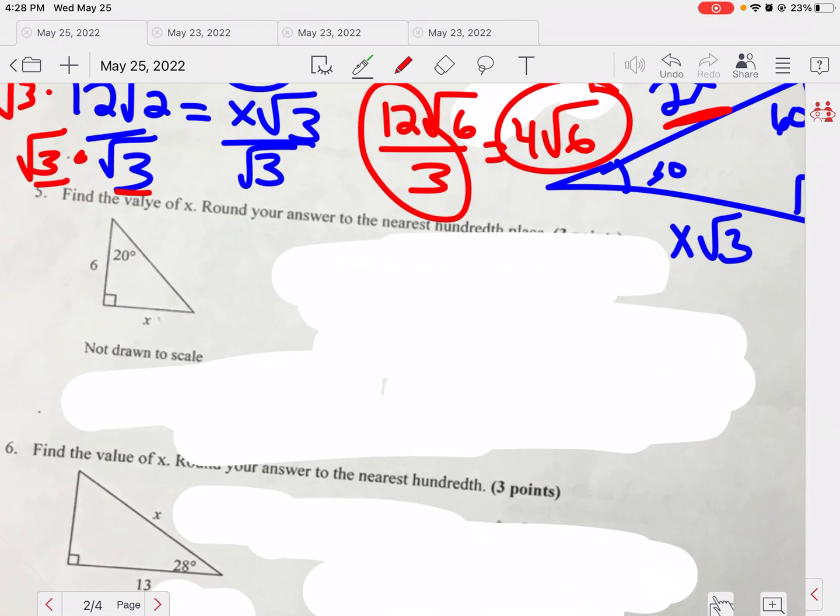Okay, so find the value of x. You can tell Mr. Dorr he wrote a y here instead of a u. Just kidding, don't tell him that. And round to the nearest hundredths place.